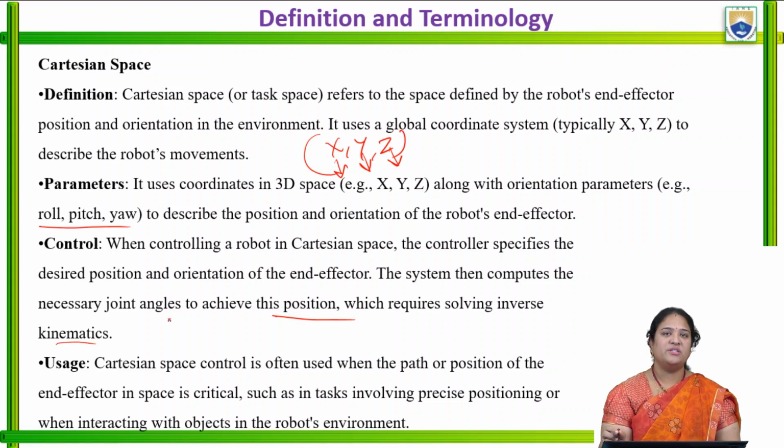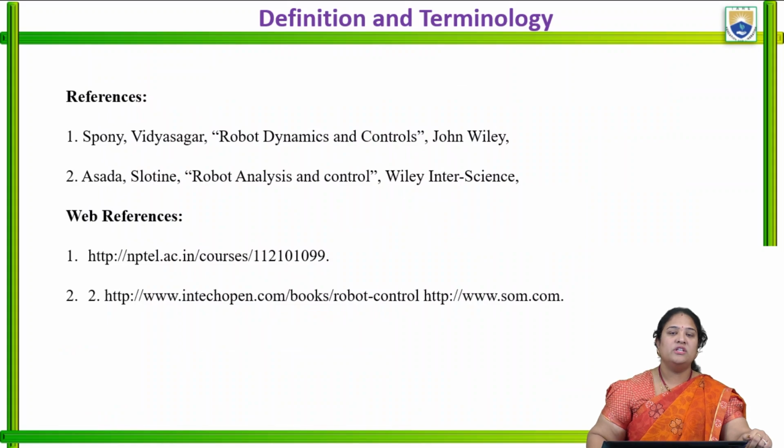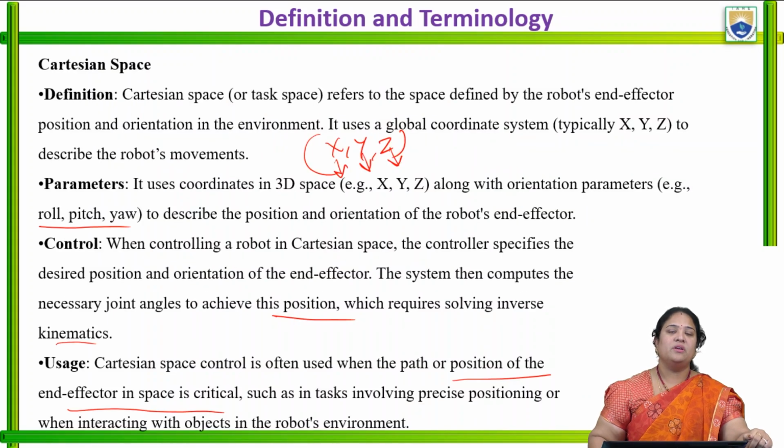And the usage of this Cartesian space is where the position of the end effector in the space is critical, such as in tasks involving precise positioning or when interacting with objects in the robot environment. So these are the differences which we have gone through.